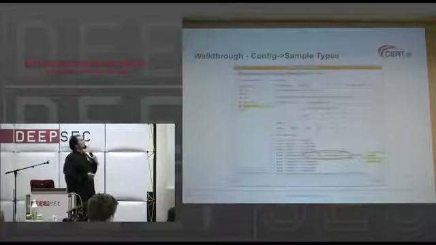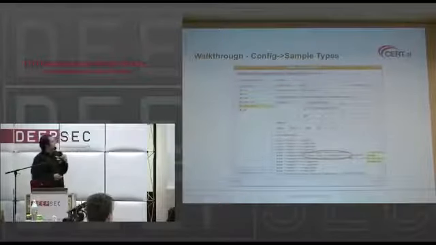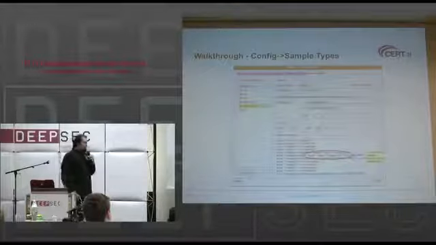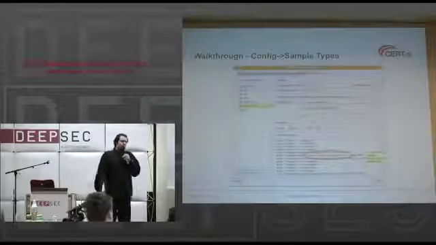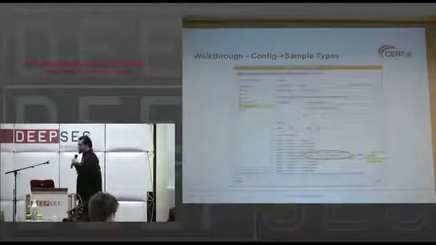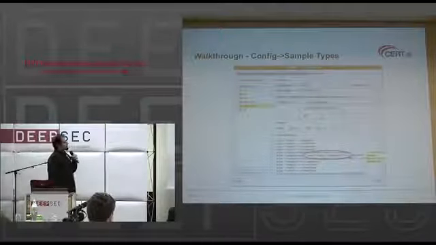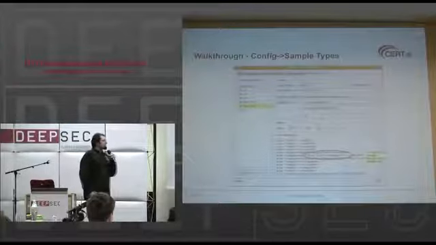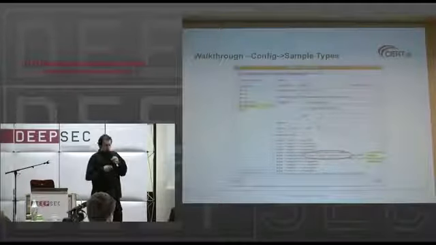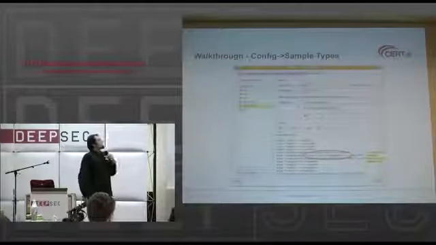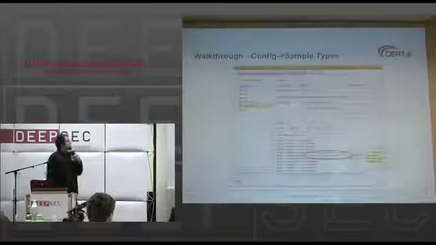Also a good thing is, for example, URL. So we get a feed from Bing or Google, for example, with malicious sites. And this is a way for us to automatically analyze these URLs.